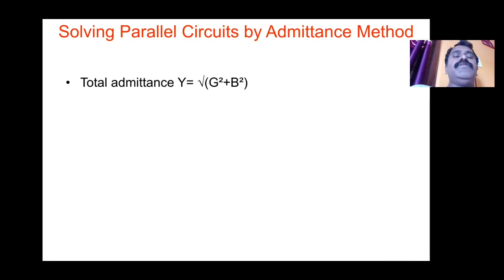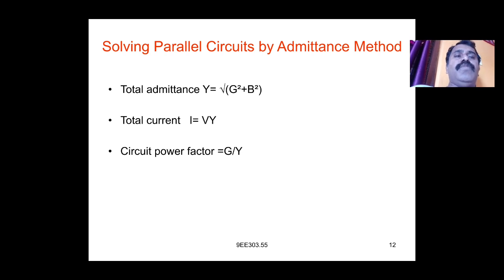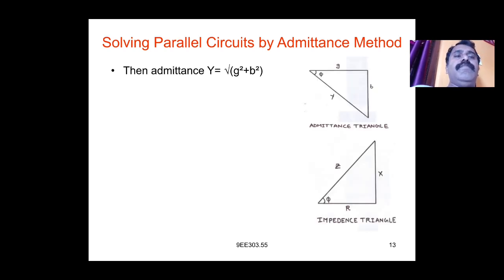Total admittance Y is equal to root of G square plus B square. Total current I is equal to V into Y. So circuit power factor is equal to G by Y. Total admittance Y square is equal to G square plus B square.